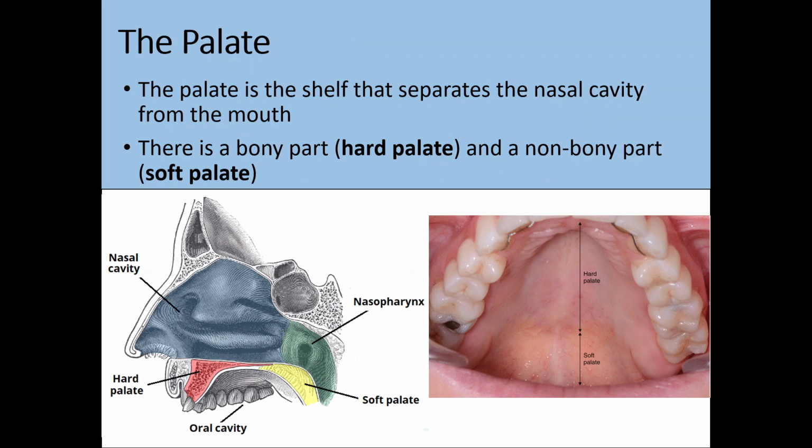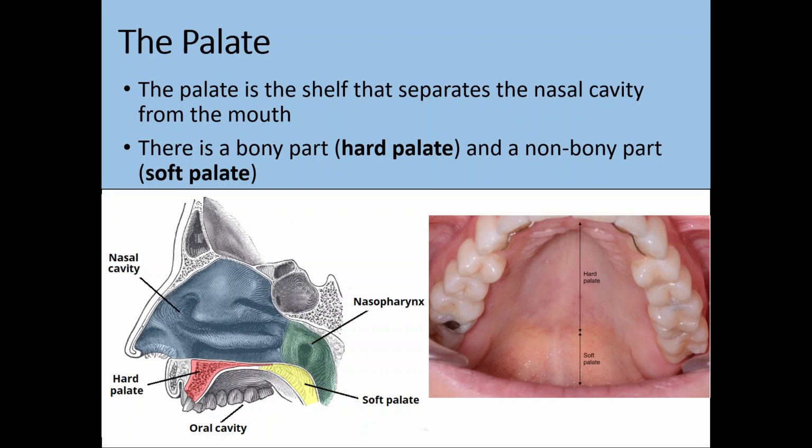All right, so inside the mouth, we have a structure we call the palate, and that's this structure right here. This is the structure that separates our nasal cavity from our oral cavity. And it is 2 parts. There is the hard palate, which is the bony region of the roof of your mouth. And then there's the soft palate, which is a region of just tissue that hangs off the back of the hard palate.